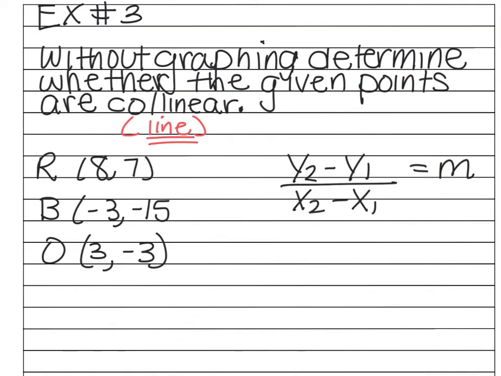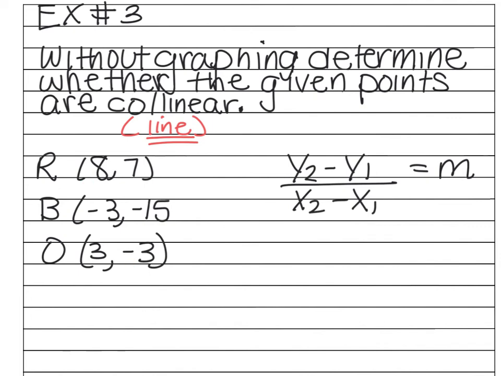Next, we have example number 3. It says, without graphing, determine whether the given points are collinear. And that means, is it on the same line? Is it a line? In order to do that, you're going to need to use this formula right here. If you remember, this is your slope formula. If your points together form the same slopes, then you know that you have a collinear line and that these points are all on the same line.